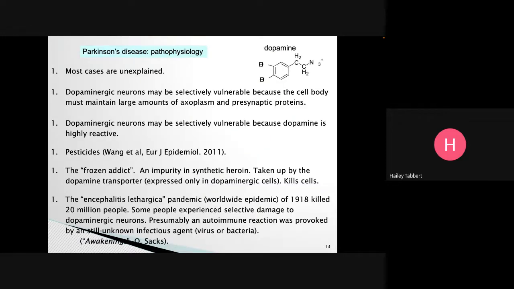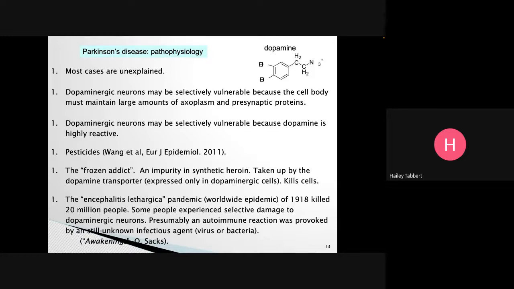So most cases of Parkinson's are unexplained, but there are a couple running theories as to what could be going on. So one of them is that the dopaminergic neurons may be selectively vulnerable because the cell body has to maintain really large amounts of axoplasm and presynaptic proteins. Another is that they may just be selectively vulnerable because dopamine is very highly reactive. So that's with this whole biochemistry, the oxidative stress in the mitochondria type of hypothesis. In 2011, there was a paper that suggested that exposure to certain pesticides can increase your risk for Parkinson's disease.